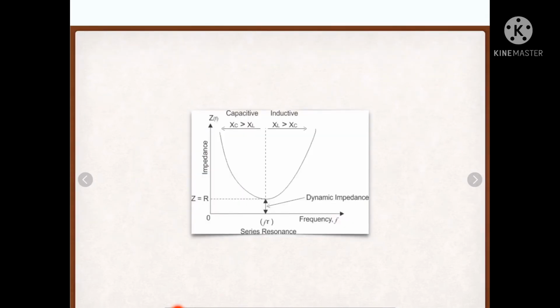And here only we can easily understand that for the lower value of the frequency, XC will be greater than XL, and for higher value of the frequency, XL will be greater than XC, because XL is directly proportional to F, and XC is inversely proportional to F. That is how we are getting this thing.